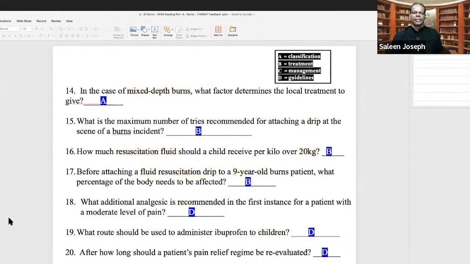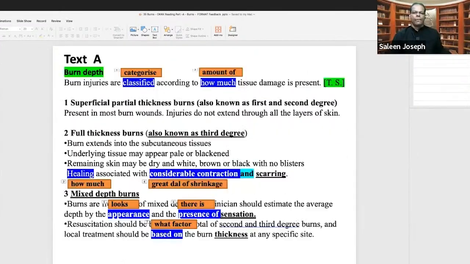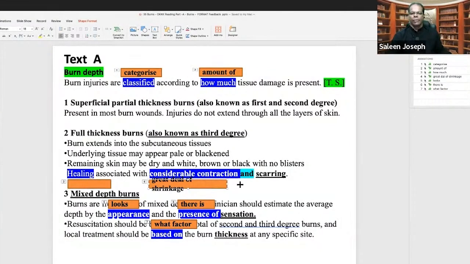Let's check. Okay, 14. Mixed depth burns, A. Identify the answers in the text. Now you see, they use synonyms. Here it is classified, but one of the questions says categorize. How much, amount of. Considerable contraction, shrinkage. Contraction, shrinkage, synonymous. Appearance, looks. Presence of, there is. What factor, based on. These are the words used in the question.